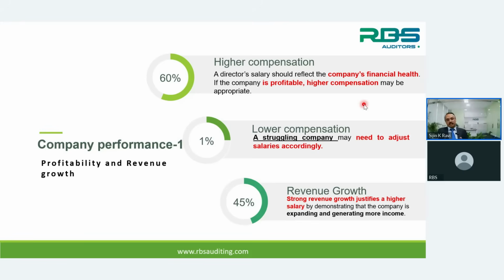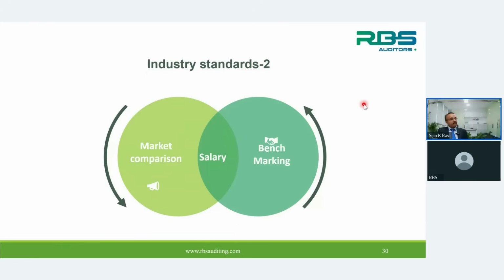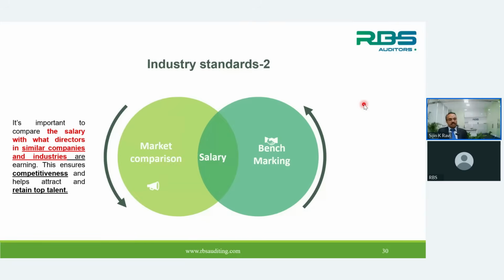One area is related to key factors. One area is relating to the company's performance. So profitability and revenue are important factors for fixing the managerial remuneration. The second part is relating to industry standard. So what are the standards? That means a market comparison.